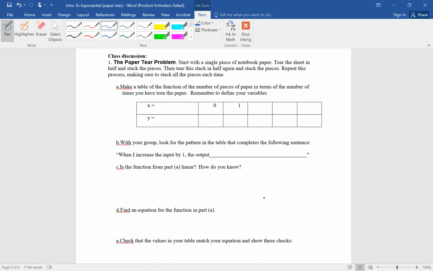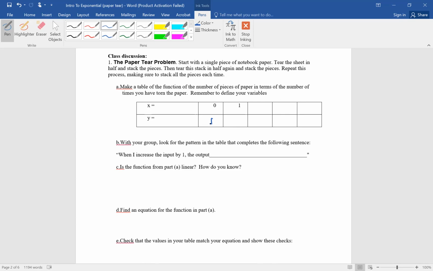Okay, now I'm assuming you're back. Now, if you're back, what I'd like you to do, and we can read this, it's called a paper tear problem. I want you to start with a single piece of notebook paper. Before you do any tears at all, and we're going to make a table here simultaneously, before we tear it, we have one piece of paper. Does everybody agree?